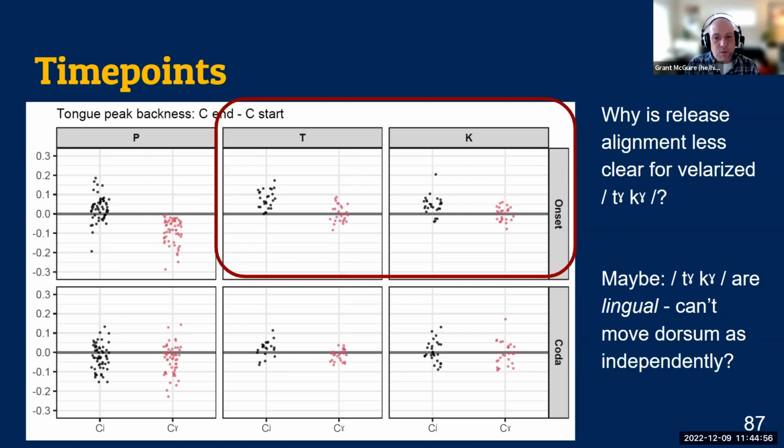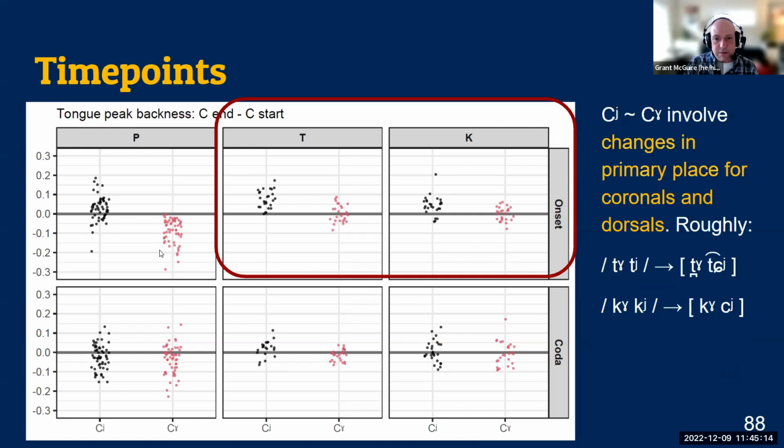Whereas for what's going on with the velarized here? So arguably the velarized are lingual. They're tied to the place of articulation, and the palatalization, velarization distinction is all done by the same articulator here, right? Whereas for the labial, you can separate these things out, okay? So the palatalized versus velarized involve changes in primary place for coronals and dorsals.